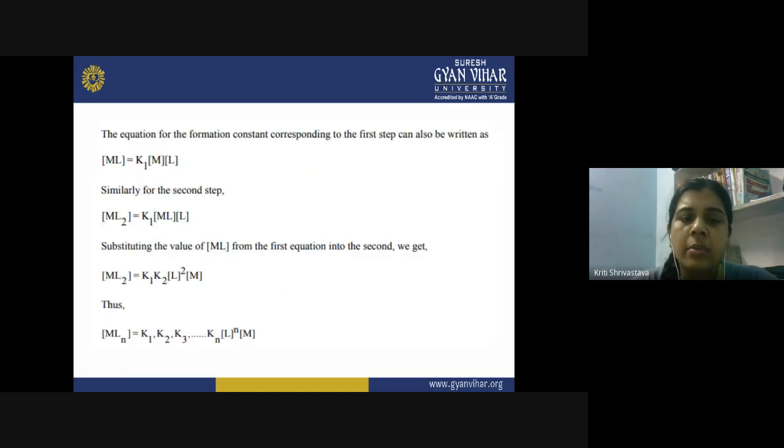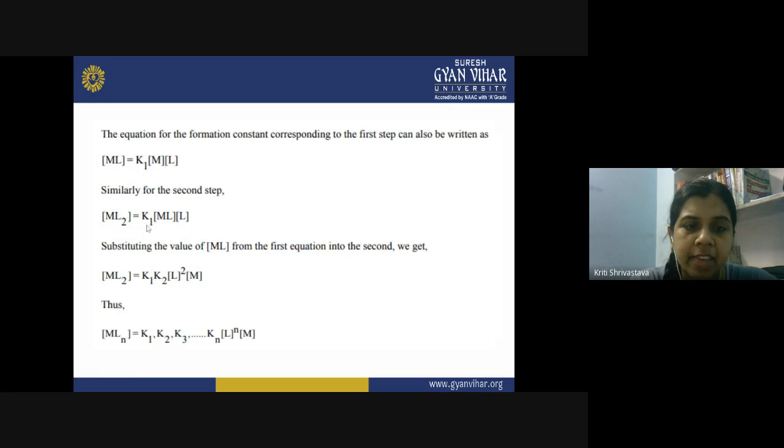Now, how do we proceed with the further calculation? Let us see the equation for the formation constant corresponding to the first step. You can write it like this: [ML] is equal to K1 into [M][L]. Similarly, for the second step, you can write [ML2] is equal to K2 [ML][L]. For [ML2], you can substitute the value of [ML], which you get from the previous step.